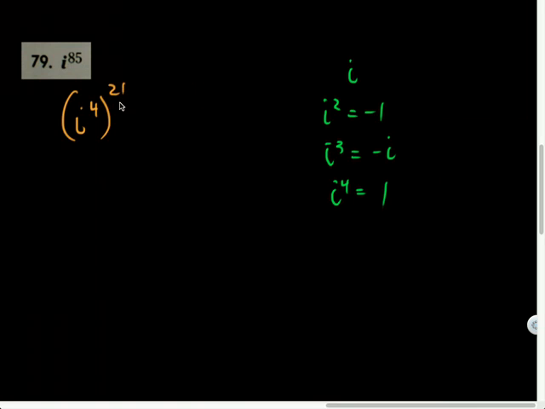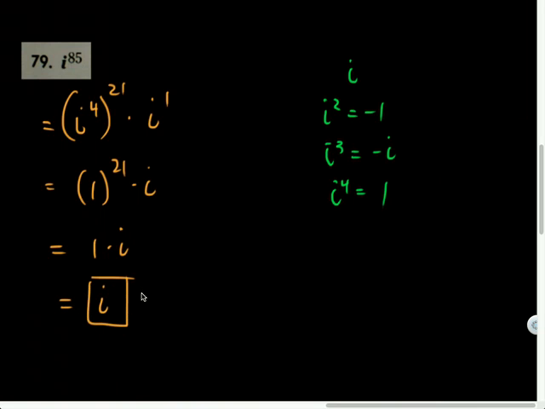And there's one past that, which means, yeah, 4 times 21 is 84, plus 1 is 85. I like it a lot. So i to the 4th is 1, and 1 to the 21st is 1, and 1 times i is i.